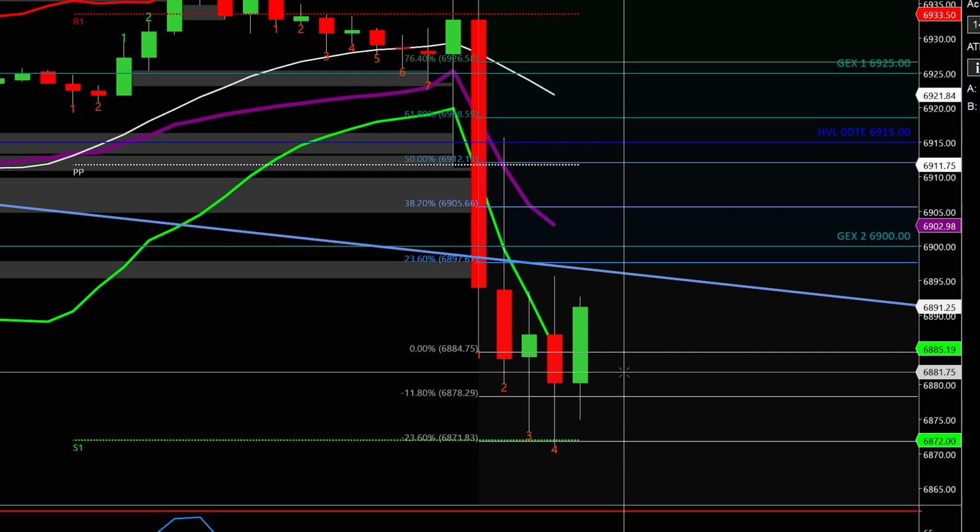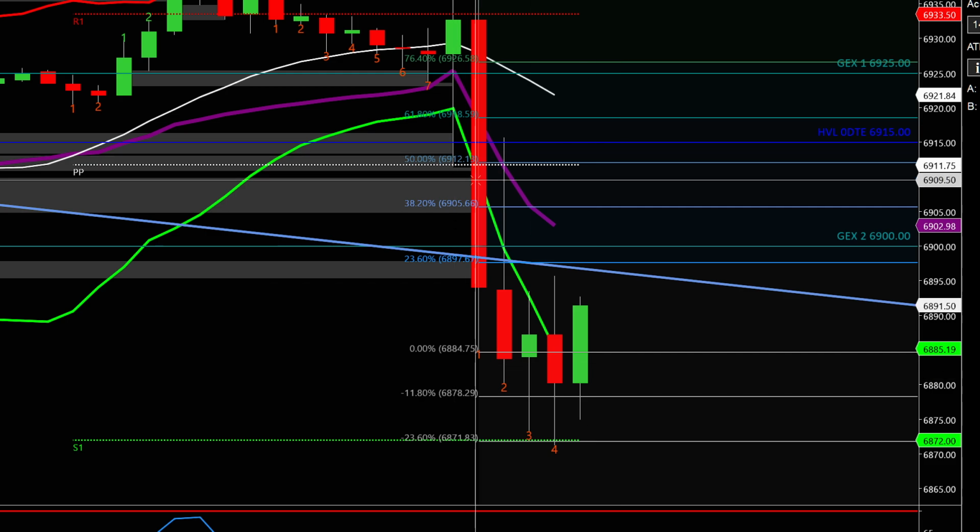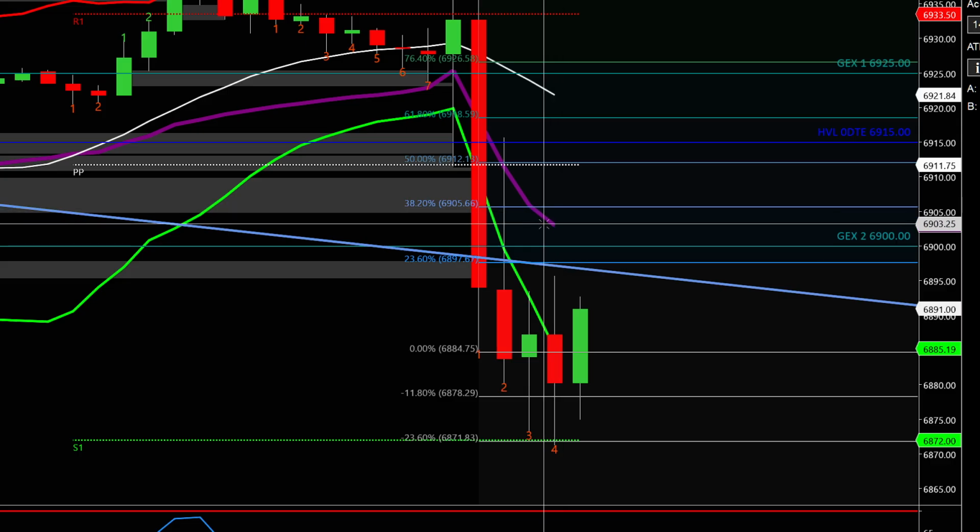Signet also calls it a Busby. There's a story to that. But we're talking about the closes, not the wicks, necessarily.